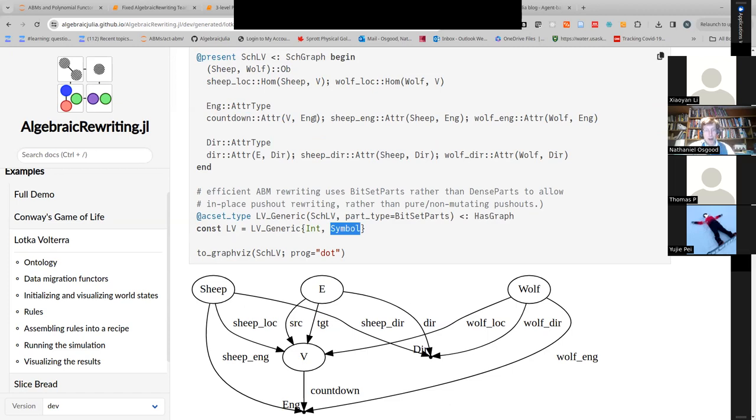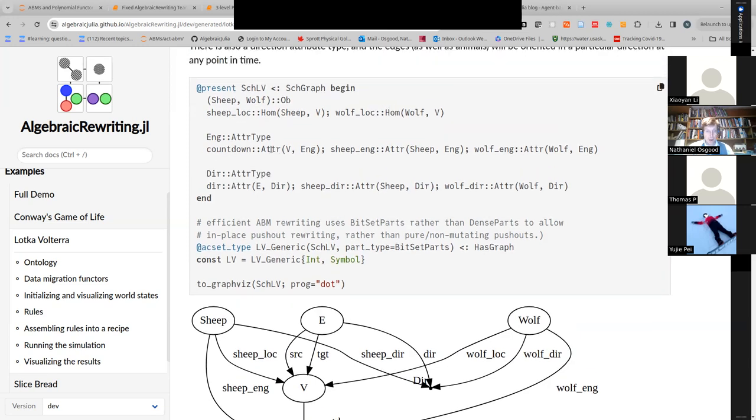And once again, we have mappings from sheep. For each sheep, there's an energy. For each wolf, there's an energy. Sheep have certain directions. Wolves have certain directions on this underlying graph imposed by the schema graph. And then each edge is associated with a given direction as well. So we'll have edges labeled by north, south, east, west, or what have you.